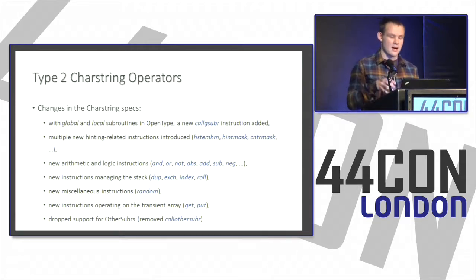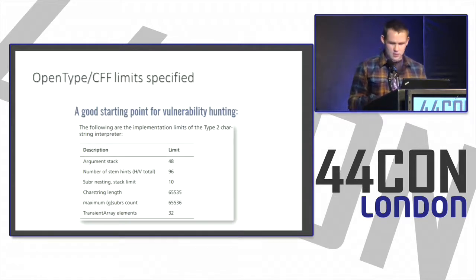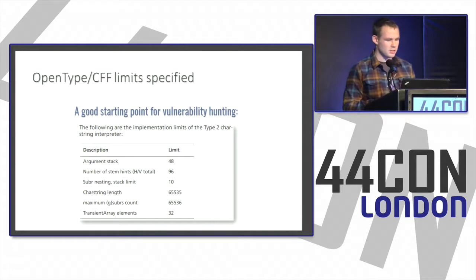You can interact with the operand stack in different ways, so you can duplicate values on the stack, exchange them, get the nth value from the top of the stack and stuff like that. You can even have an instruction that puts a random value on the stack. I don't know why you would need a non-deterministic value for font rasterization, but you have that instruction too. And you can also operate on the transient array that I talked about earlier. So it's a lot of new stuff in OpenType.